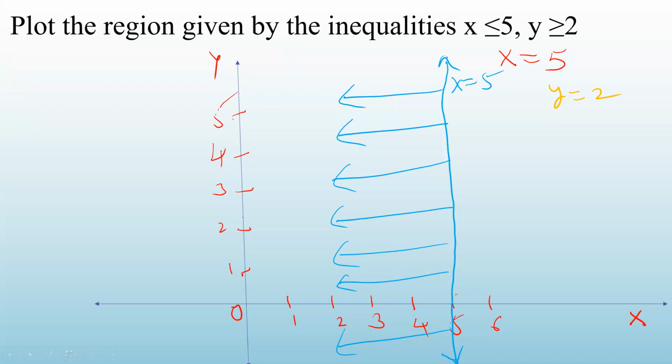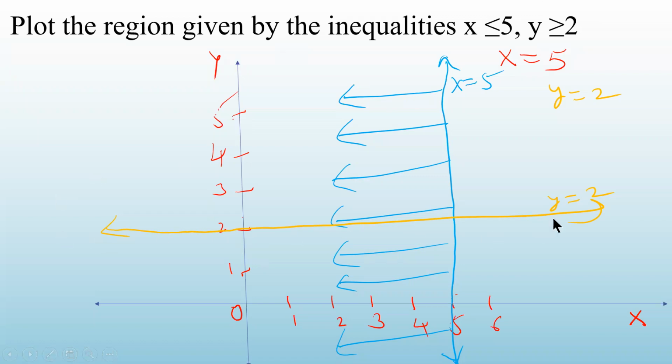This is my y axis. Where is 2 here? It is here. Okay? So y equal to 2. Which line will it be? It will be a line which is parallel to x axis. So this is my line y equal to 2. I want what region? Greater than or equal to 2.